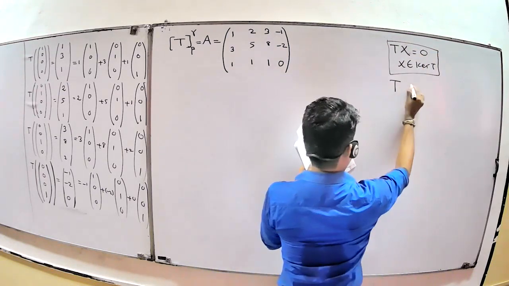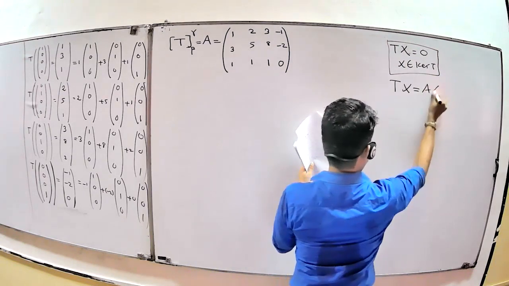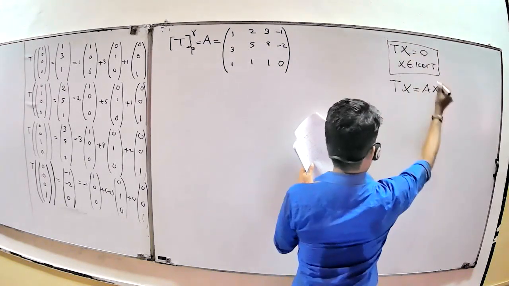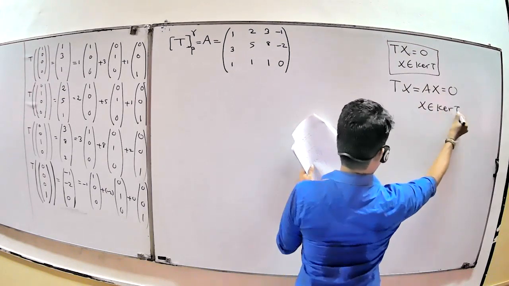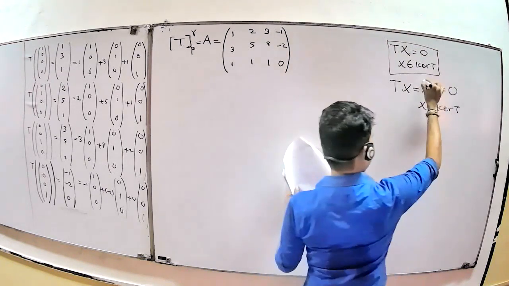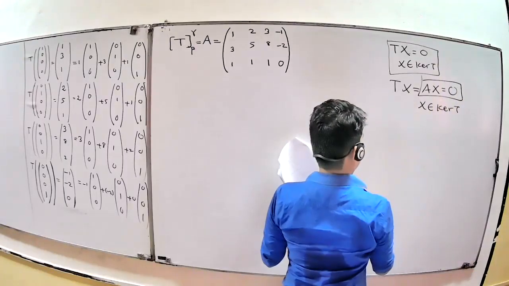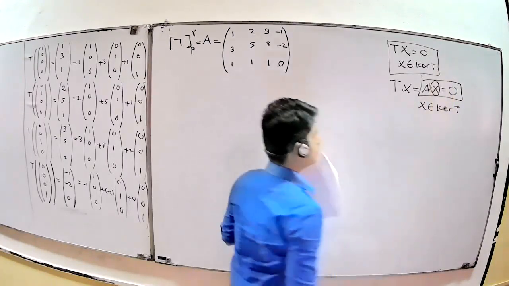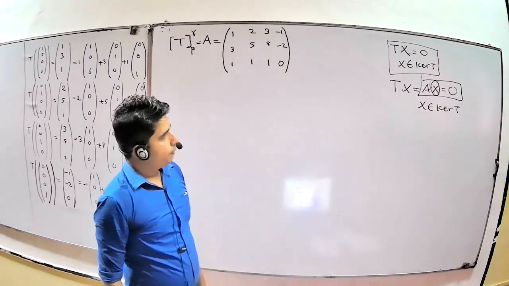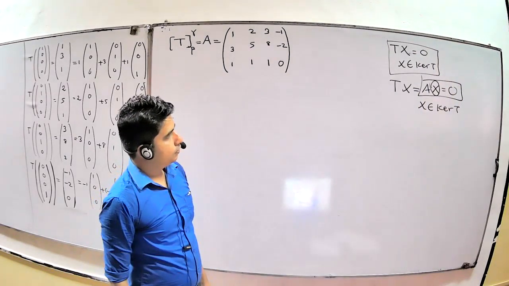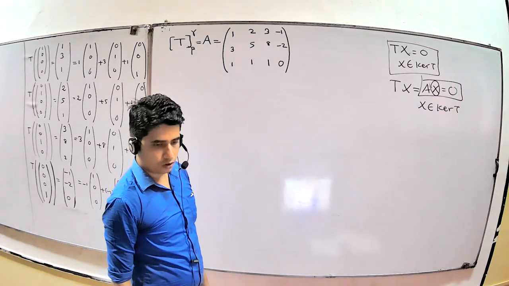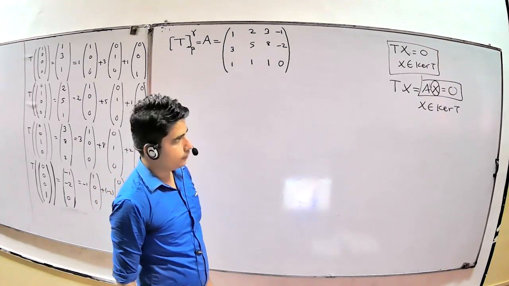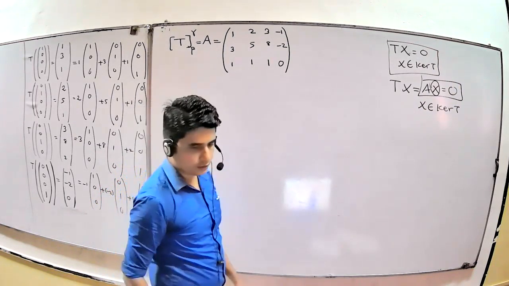Now they define T of x equal to Ax. Therefore T of x is 0, so Ax equals 0. Therefore x belongs to the kernel of T in this case also. Now you want to consider this condition Ax equals 0 and find the x values. Using a system of linear equations, you already know how to find these x values in the Ax equals 0 case.